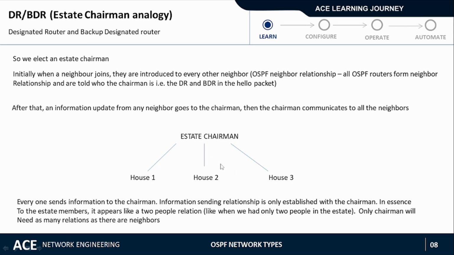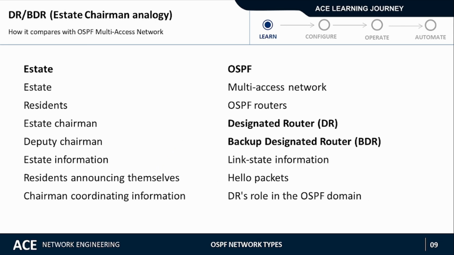Like that case when we had only 2 neighbors. And now we have many neighbors. But the most important thing is that the relationship, the adjacency, is formed between the neighbor and the chairman. Then the chairman is the only one that forms a relationship with everyone else. We'll have as many relationships as the neighbors. Okay. So this is how it compares.